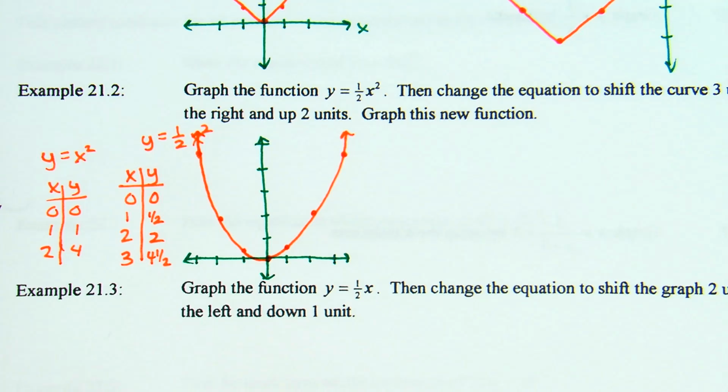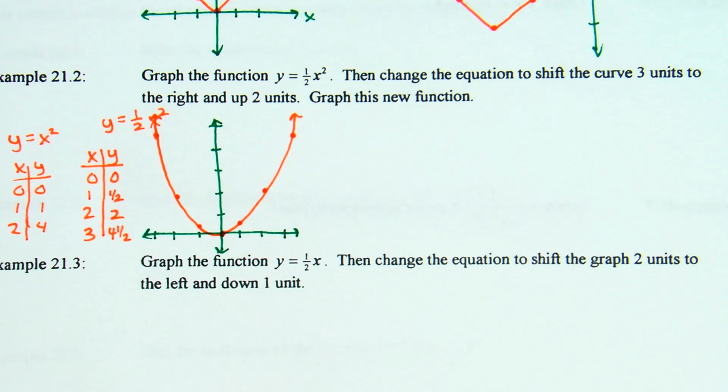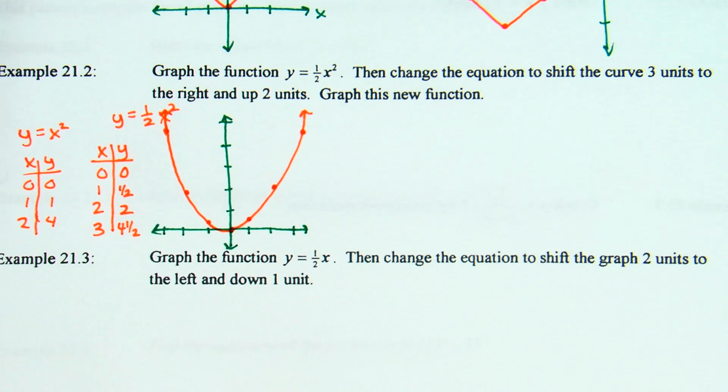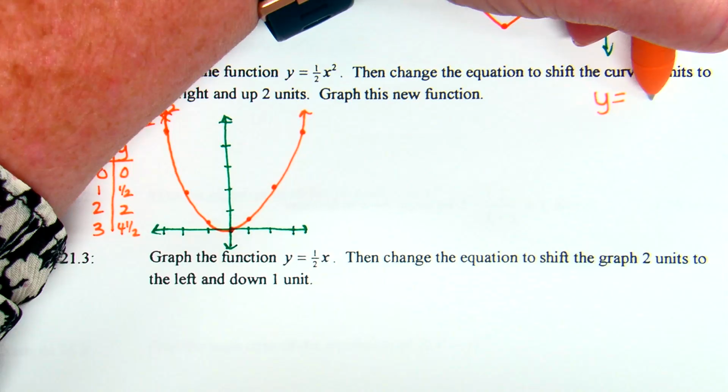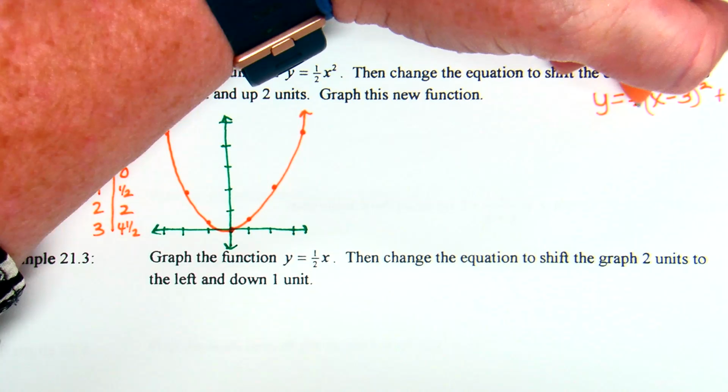It says then change the equation to shift the curve how? 3 right, 2 down. So what's that equation look like? I'll give you the y equals part. Y equals x minus 3 squared plus 2. Because we're going 3 right, so x minus 3 quantity squared, up 2 is a plus 2 at the end, and you still have the 1/2 out front, yes?